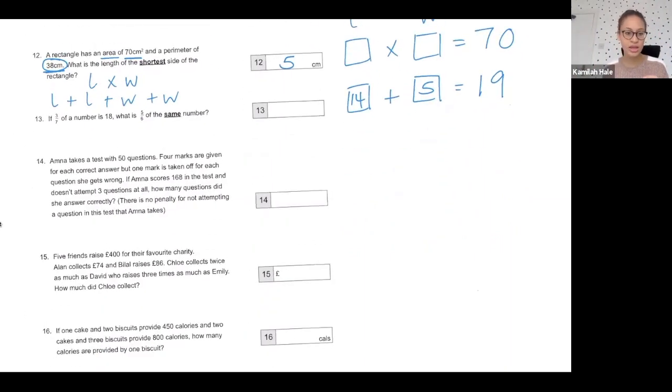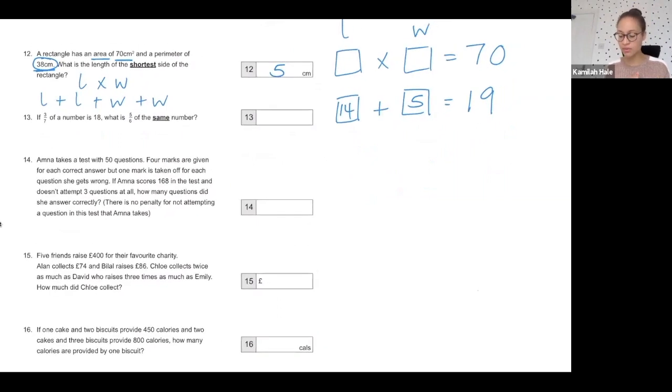Okay, number 13. So if 3/7 of a number is 18, what is 5/6 of the same number? So I would like to draw a number machine to figure out the first part, and then we'll worry about the 5/6 part later on. So what would be my first step in my number machine? So if I find 3/7 of a number, think about what you do first when you find 3/7 of a number.